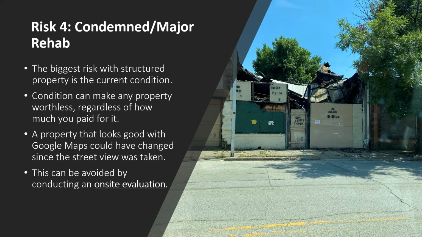And so that brings up risk number 4, and that's any type of condemned or major rehab property. This is really our biggest risk with structured property. You've got to think, these properties are being lost because of back taxes. So yes, there are good properties that fall through the cracks from people passing away, moving, whatever it is. But there are also a lot of these properties that are being neglected and let go for taxes for a reason, just like this one.